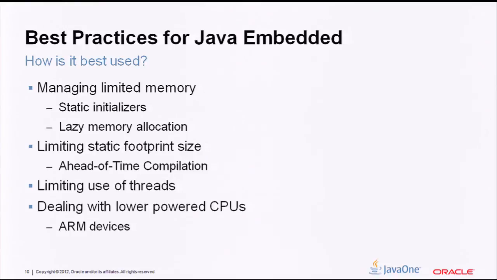Also, you want a way to limit your footprint size. So there's, in the future, ahead of time compilation that we'll provide in Java Embedded. And that allows you to convert your Java bytecodes down to an intermediate language closer to machine language, so that the JIT compiler, the virtual machine of your embedded device, can turn that into machine language very easily without having to process all the bytecodes and class files.